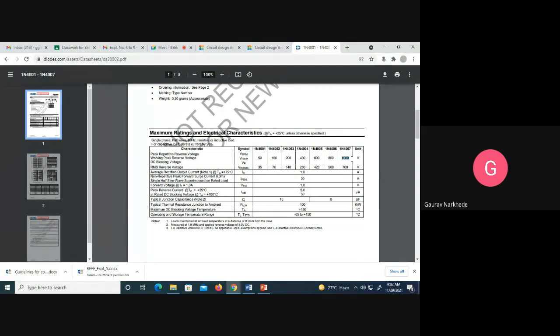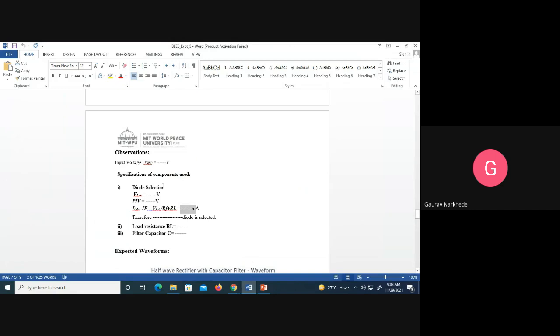Of course it will work, right? The rated voltage is much higher. Yes, sir. So like this you can select any diode. Here you note down the diode number which you are using, that is IN4007, or 4001 is also fine for you.